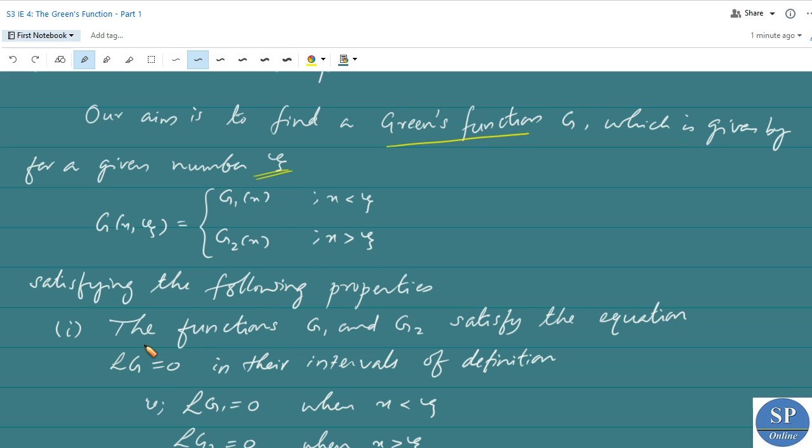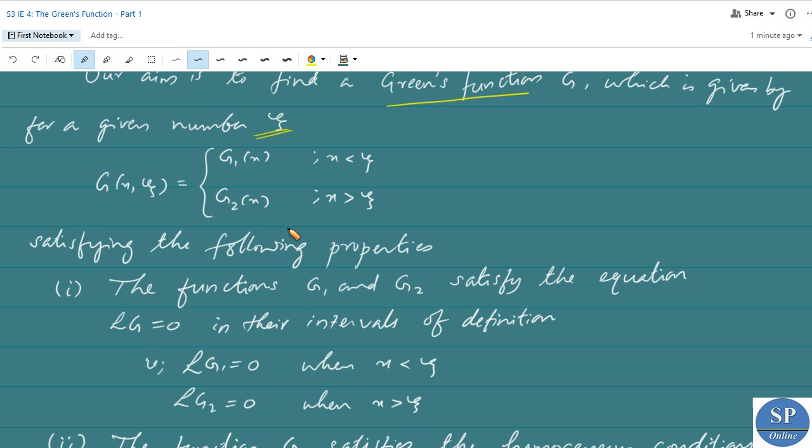The first property is that the functions g1 and g2 satisfy the equation Ly = 0 in their intervals of definition. So g1 is defined for x < ζ and g2 is defined for x > ζ. This means that Lg1 = 0 when x < ζ and Lg2 = 0 when x > ζ. So the Green's function satisfies Ly = 0.